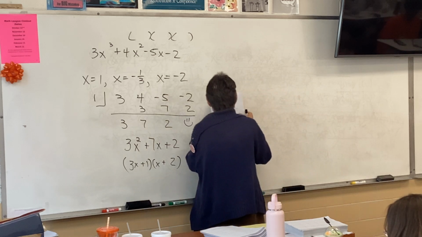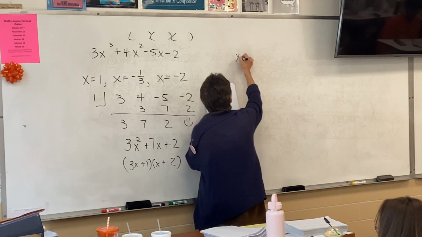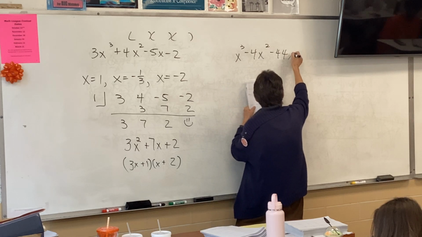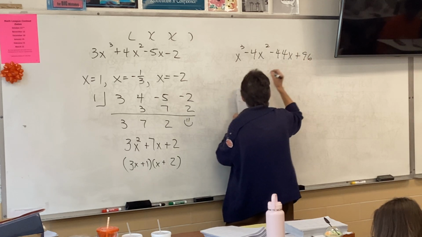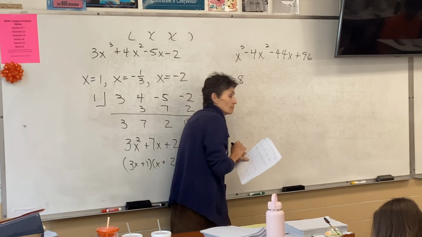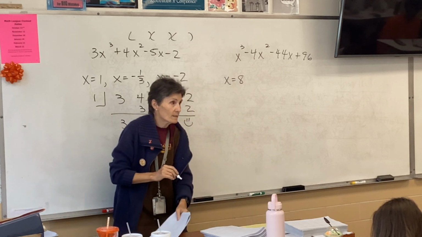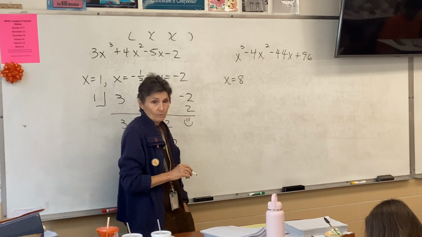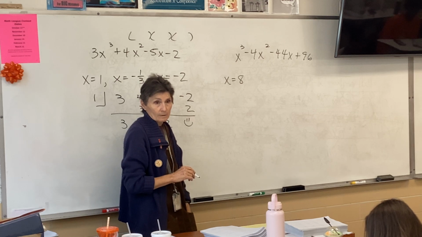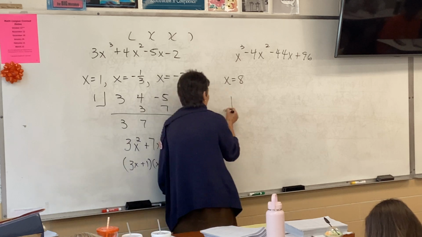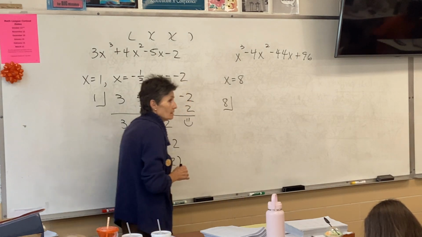All right, 7b, same thing. We have a big polynomial. And, well, this is a big one. And they tell us that one of our answers is 8. What are we going to do? What do I do over here? Divide. So in the box, it's going to go to 8.